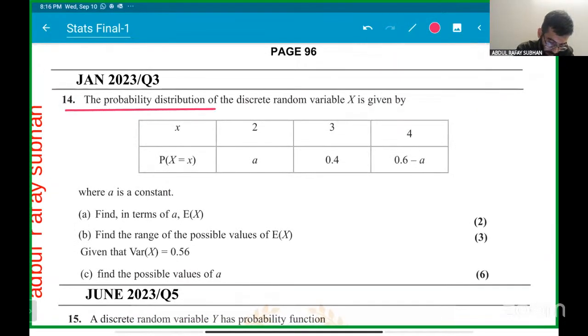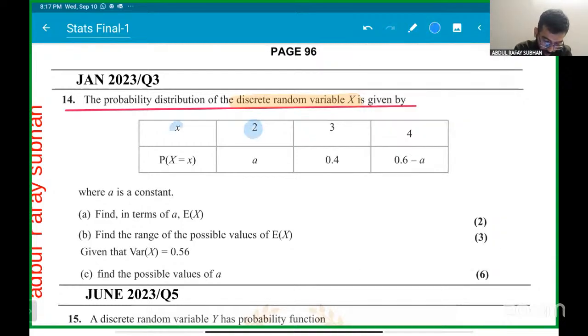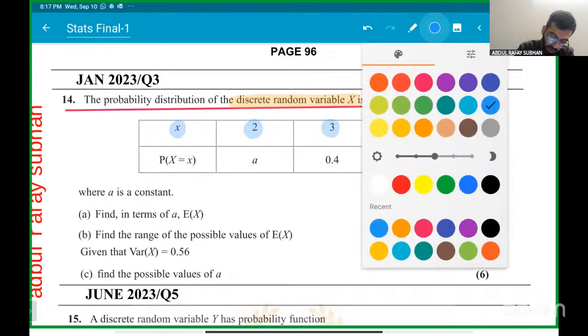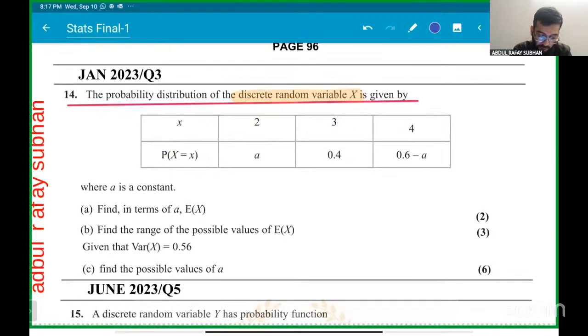The question says that the probability distribution table of the discrete random variable, and you must know that a discrete random variable takes values which cannot be decimals, they are not continuous, which means x equals 2, x equals 3, and x equals 4. How do you read the data, students? The probability of getting x equals 2 is A. The probability of getting x equals 4 is 0.6 minus A. The probability of getting x equals 3 is 0.4. That's how you read the data.